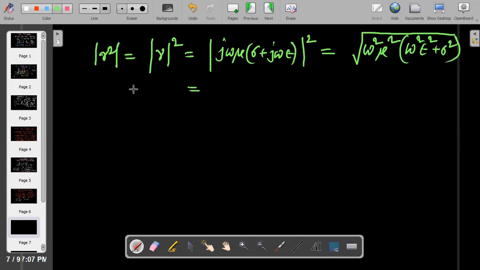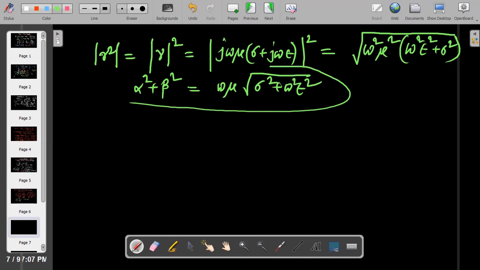what is gamma square? This is nothing but alpha square plus beta square. So this will be equal to square root, meaning omega into mu, then this will come sigma square plus omega square into epsilon square. So this thing will come. All of you practice in your home also. You can get that one. So modulus means this squared, this thing will come, and finally you will get all this.